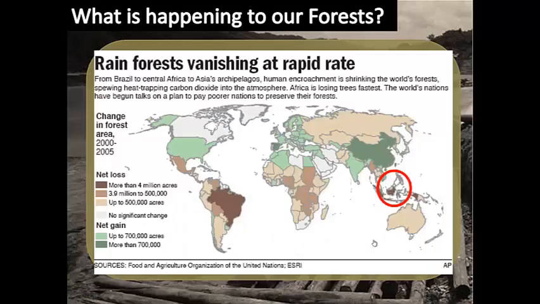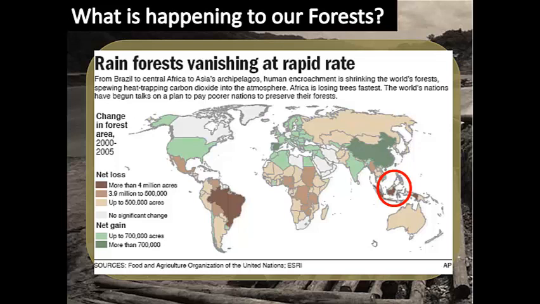Now our rainforests are rapidly vanishing due to various human activities. Large areas in South America, Africa, and Southeast Asia are losing more than 4 million acres of forests from year 2000 to 2005. This is shown by the dark red areas on the map.